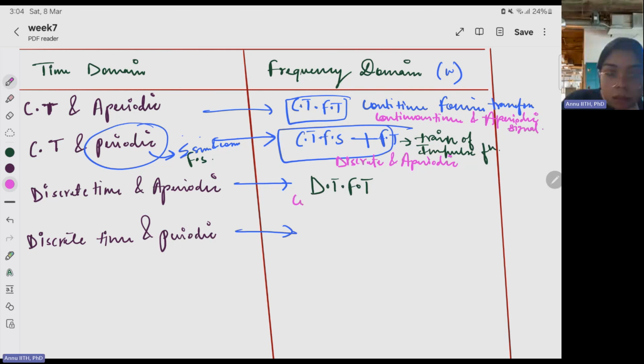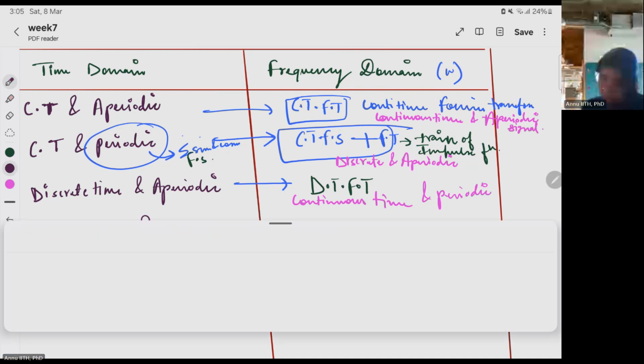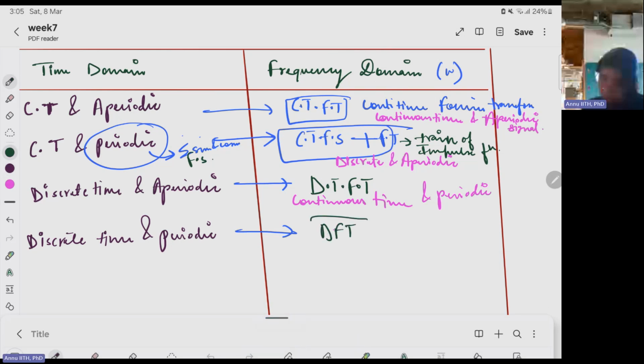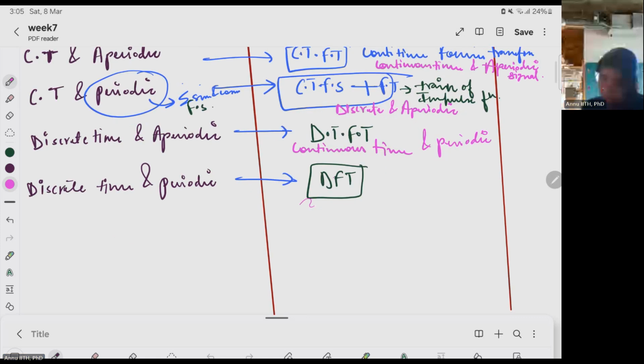When we use discrete time and aperiodic, you will be getting continuous time and periodic. But when we have discrete and periodic, the answer is the DFT, the discrete Fourier transform. You will be using the DFT here.